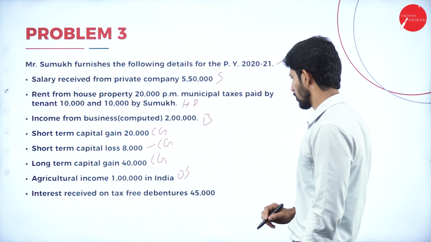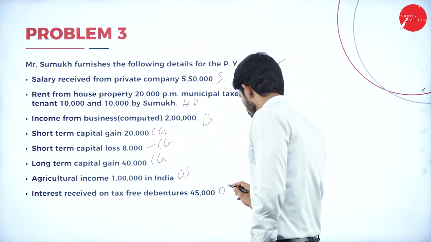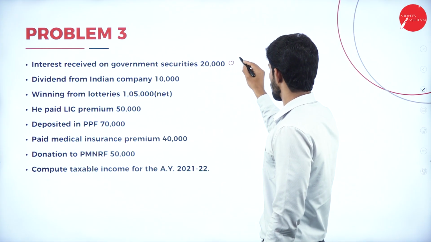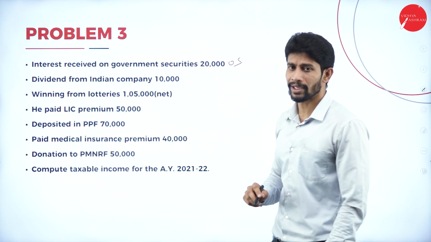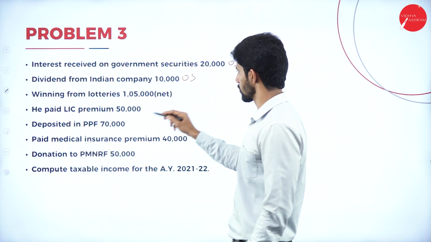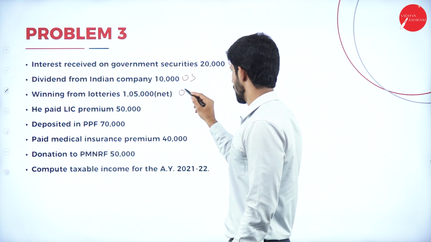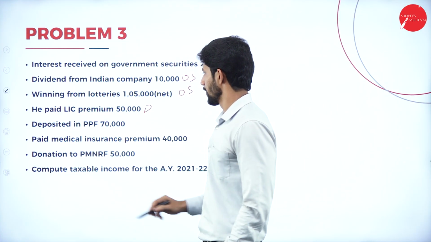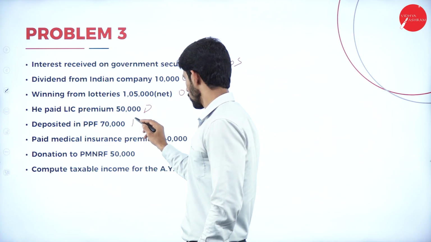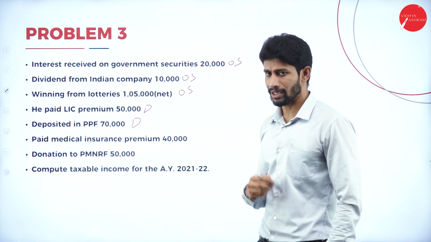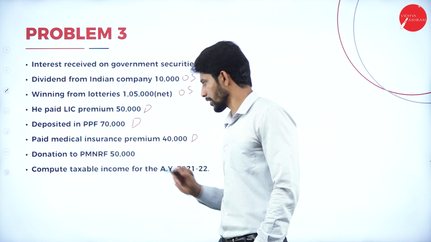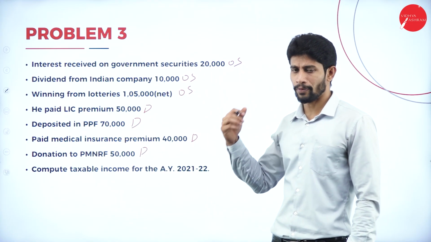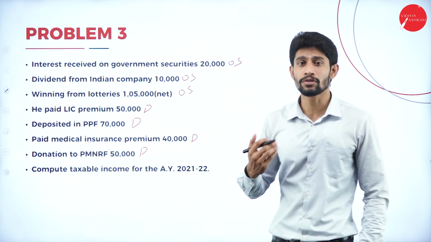Next, interest received on tax-free debentures relating to other sources. Next, interest received on government securities relating to other sources. Dividend from Indian company, yes, other sources. Winning from lottery, yes, other sources. LIC premium paid, it comes under deduction. Next, deposited in PPF, this is also deduction. Paid medical insurance, deduction. Donation to PMNRF, this also comes under deduction. So if you mark all the points accordingly, it will be very easy to solve the problem.